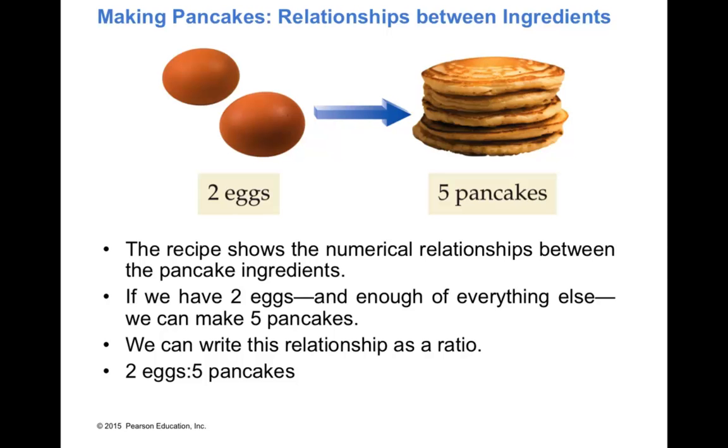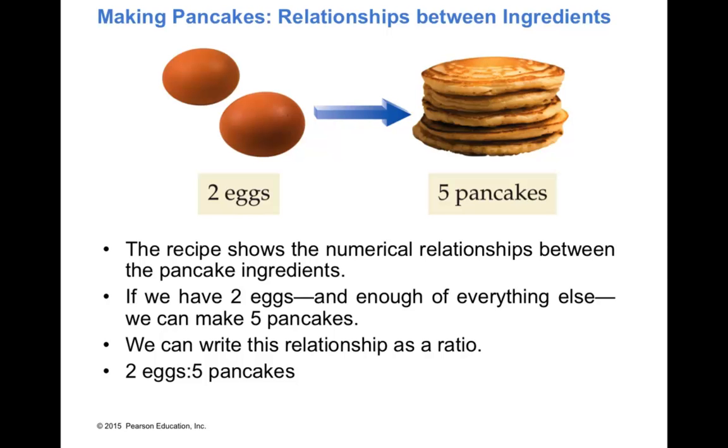So this ratio could eventually be what? A conversion factor, because we have two different units. We have eggs and we have pancakes. If we have one of them, we can determine the other one. So that's why this ratio can be converted to a conversion factor.